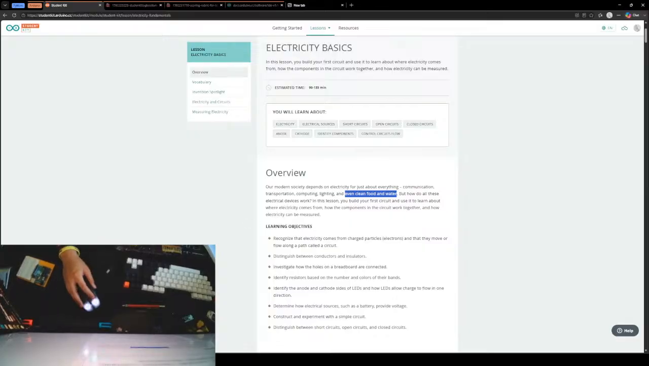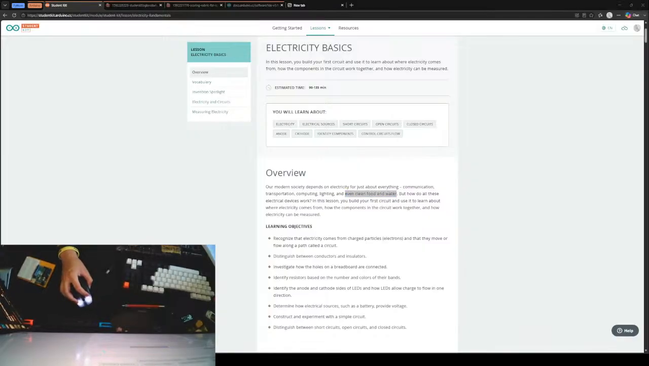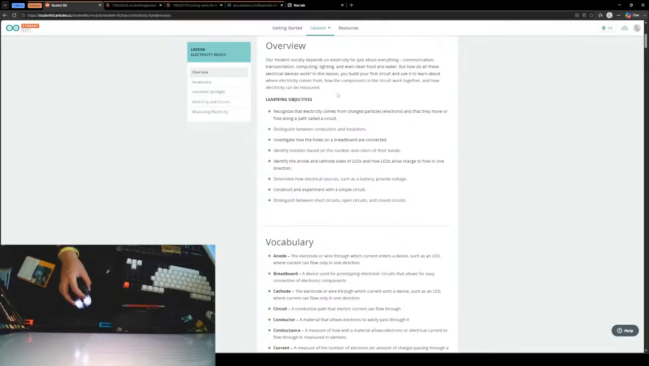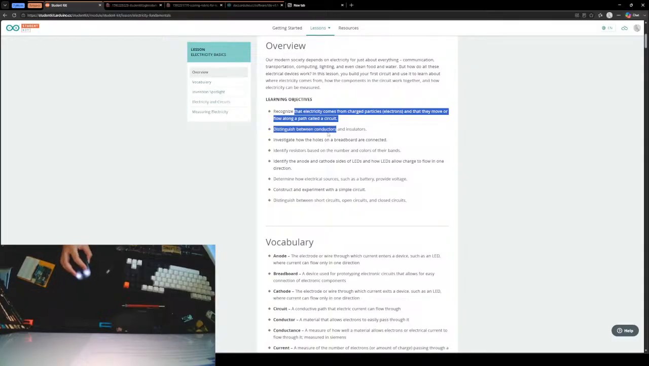In this lesson, you will build your first circuit and use it to learn about where electricity comes from, how the components in the circuit work together, and how electricity can be measured. Learning objectives: recognize that electricity comes from charged particles, electrons, and that they move or flow along a path called a circuit. Distinguish between conductors and insulators. Investigate how the holes on breadboards are connected. Identify resistors.